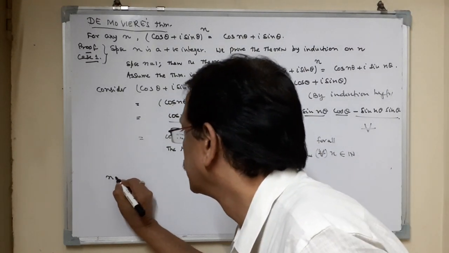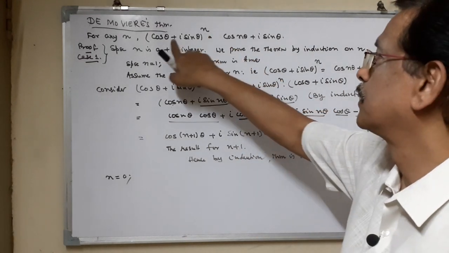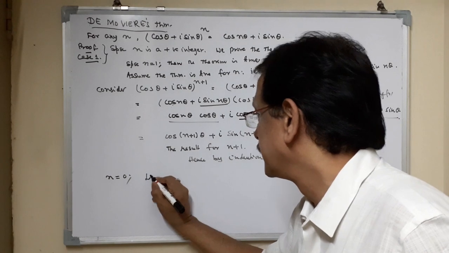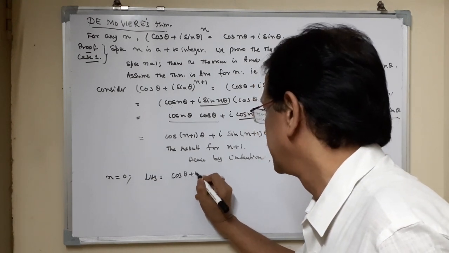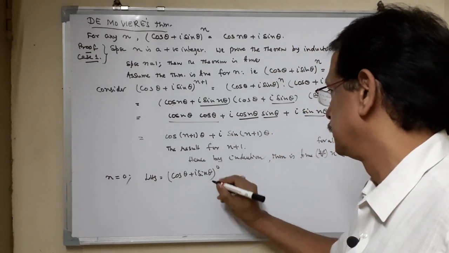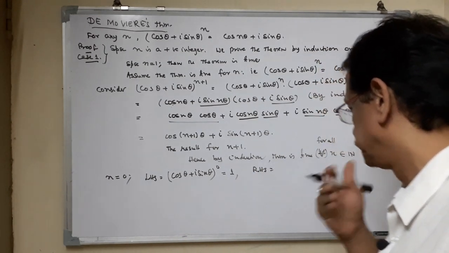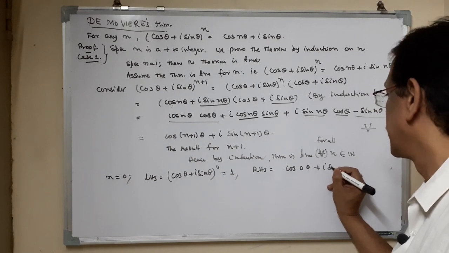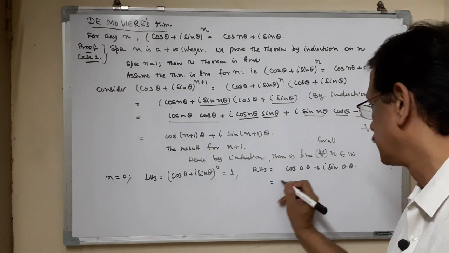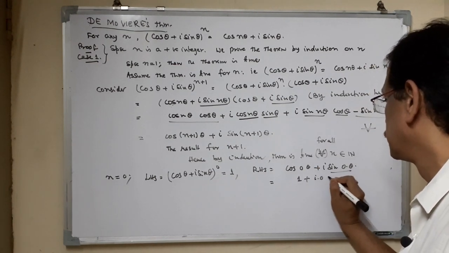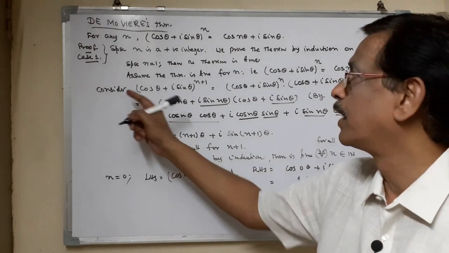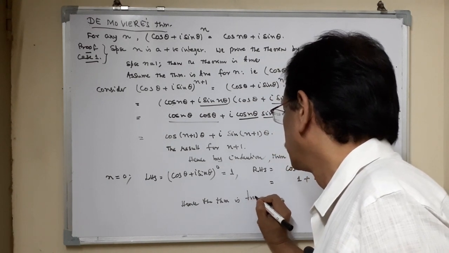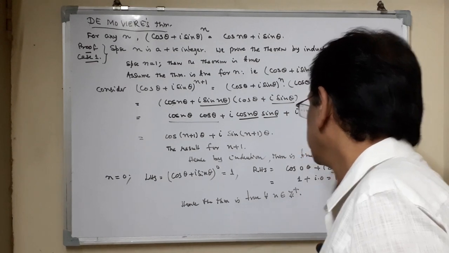What about for 0? If you take n equal to 0, LHS is equal to (cos theta plus i sin theta) whole power 0, which is 1, and RHS is equal to, put n equal to 0, cos 0 theta plus i sin 0 theta, which is equal to cos 0 is 1, sin 0 is 0, so you will get 1. So LHS is equal to RHS. So the case n equal to 0 is true. Hence, the theorem is true for all n belongs to positive integers.